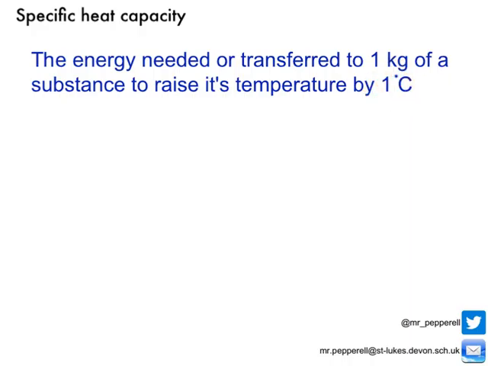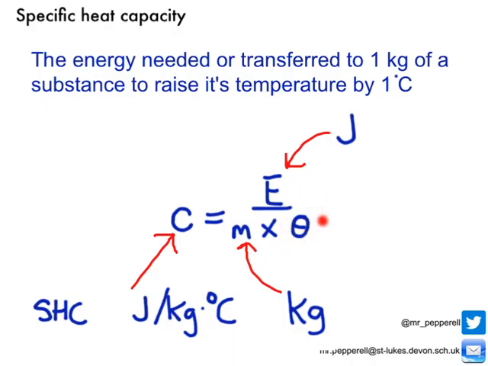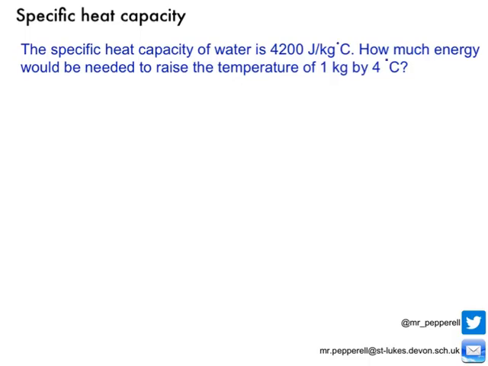And we can work it out using this formula, where C is the specific heat capacity measured in joules per kilogram degrees centigrade. E is the energy measured in joules. M is the mass measured in kilograms. And this little sign here, called theta, is actually the change in temperature measured in degrees centigrade. So, of course, I can rearrange that equation to work out any of those values.